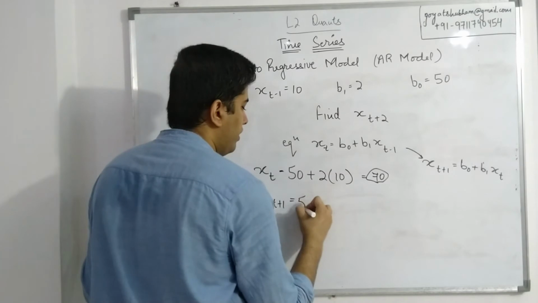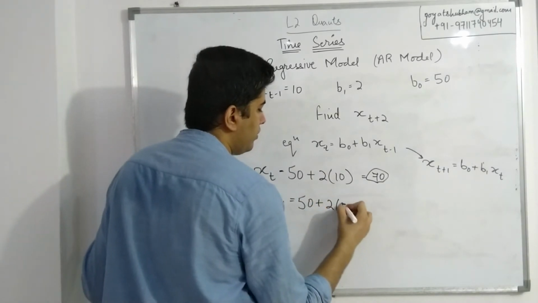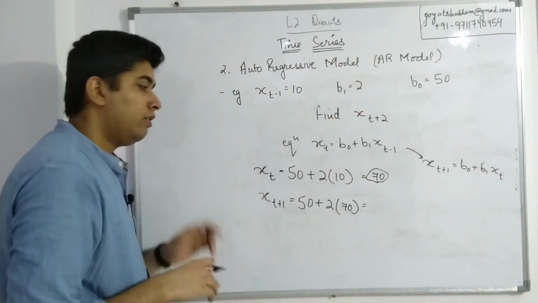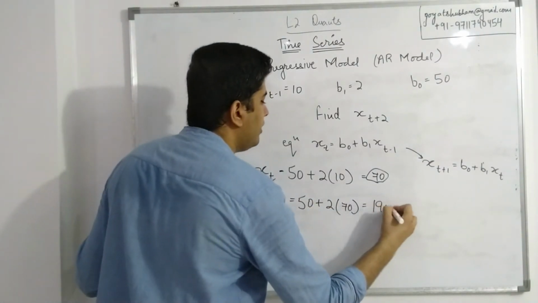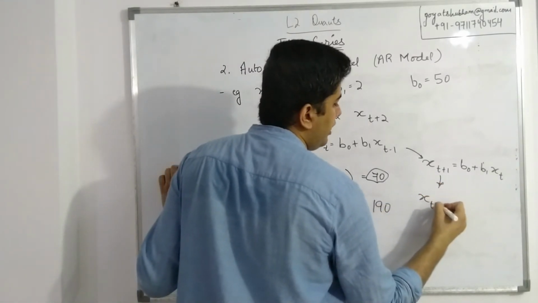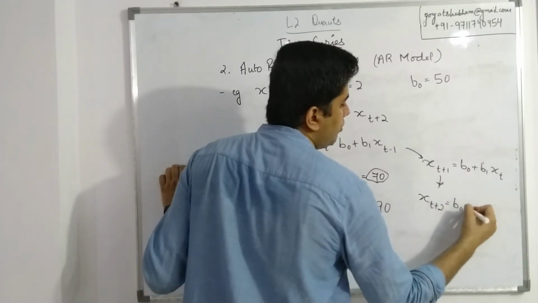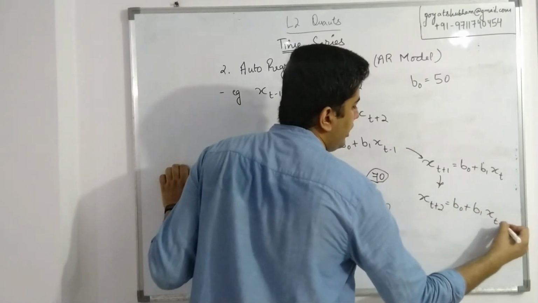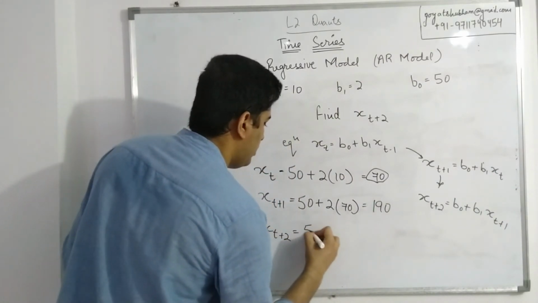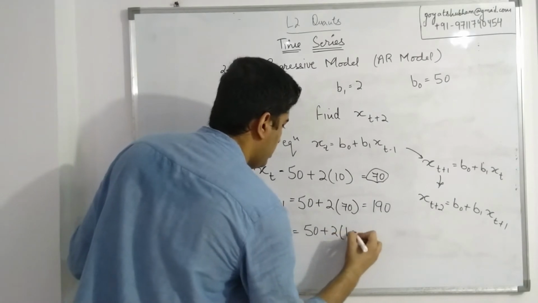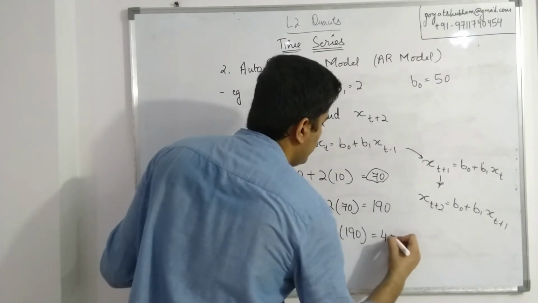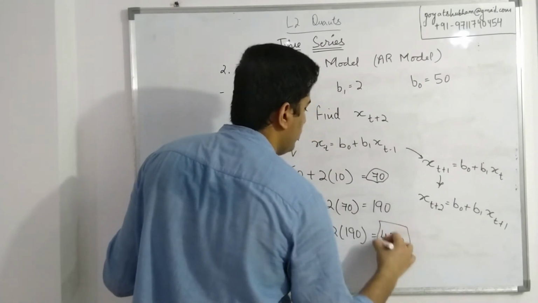So 50 plus twice of 70. Once we solve for this, we get 190. And then we can rewrite this equation into third iteration. xt plus 2 is b0 plus b1 xt plus 1. This would result in 430, which is your final answer.